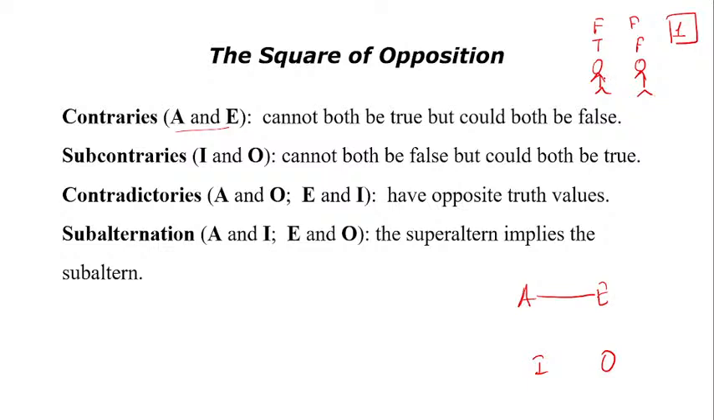Okay, teaching aptitude and people and environment, 50 ma'am will take. Okay, so square of opposition, contrary.